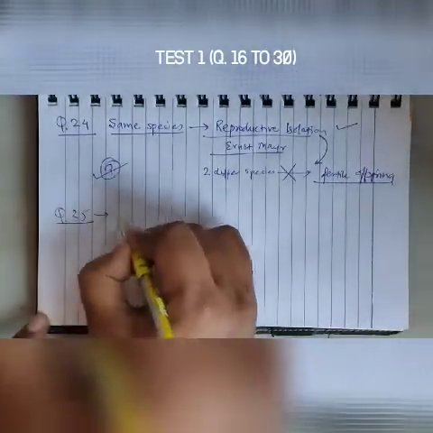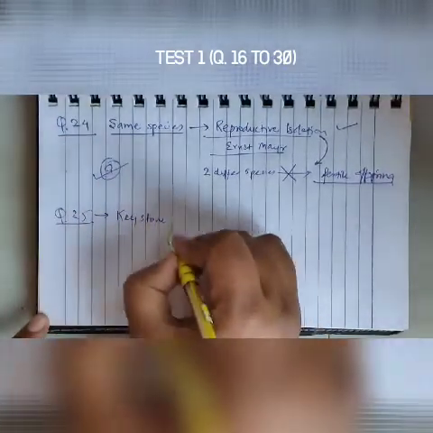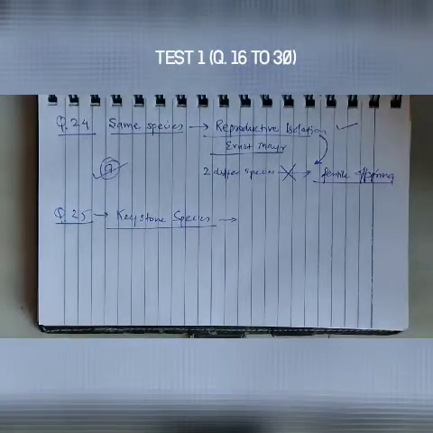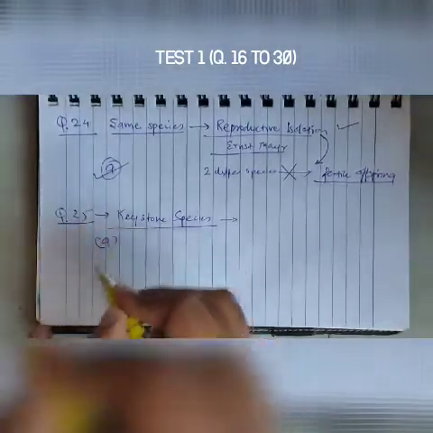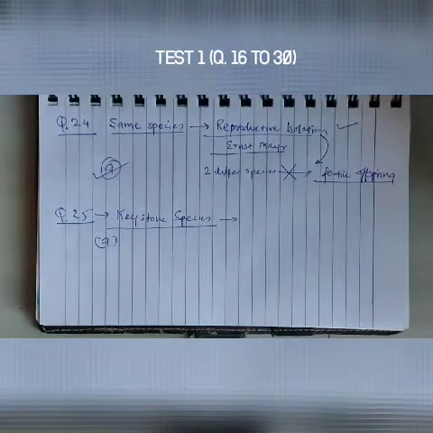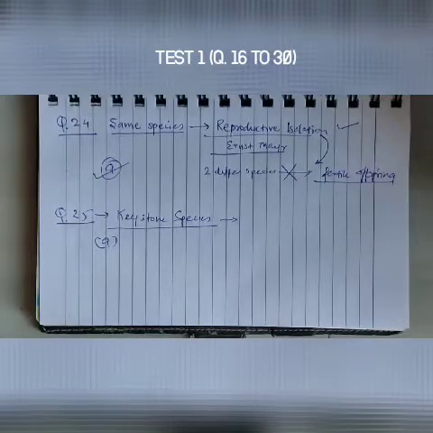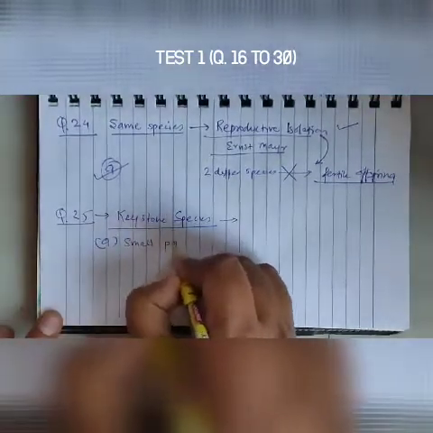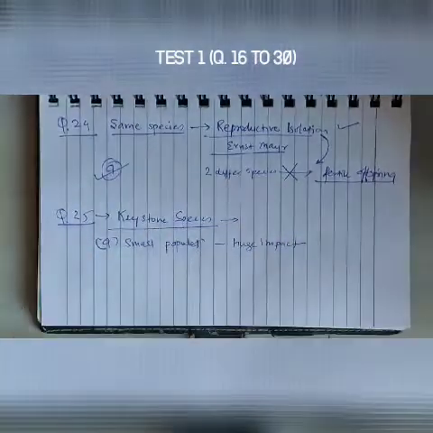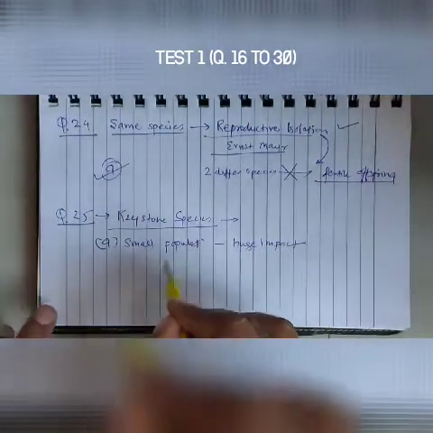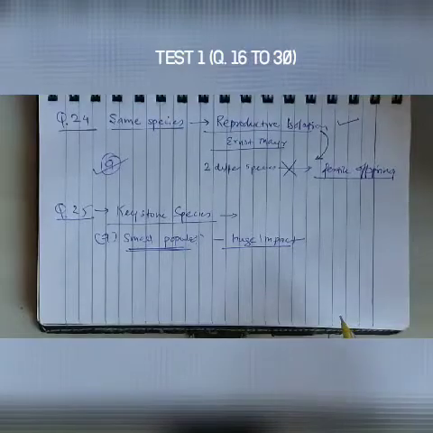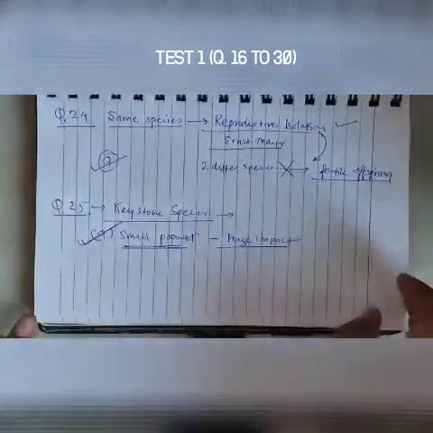Question number 25: what is a keystone species? A keystone species is a species which has a major impact on a particular population. If we go through the options, option A says that it is a species which makes up only a small proportion of the total biomass of a community yet has a huge impact on community organization and survival. So these are the species which ultimately drive the whole population or community. So this can be considered a keystone species. Option A is the correct one.